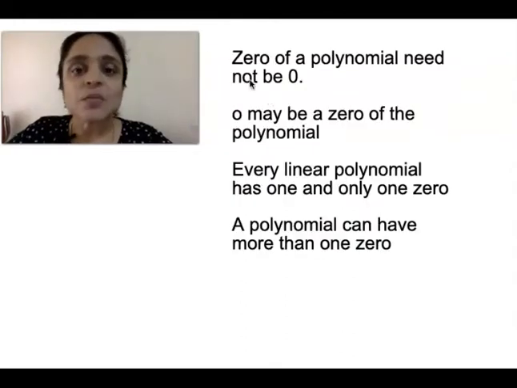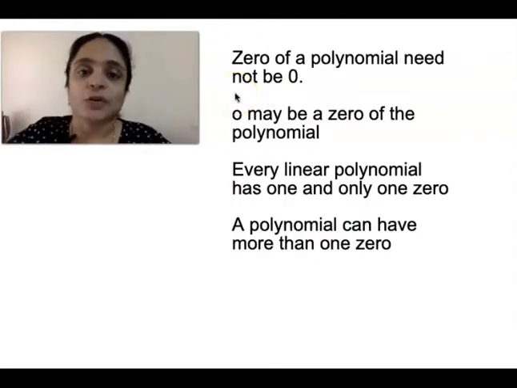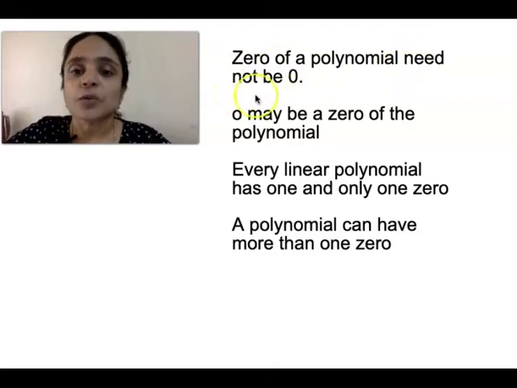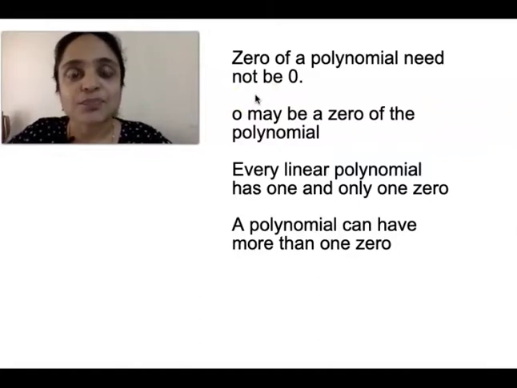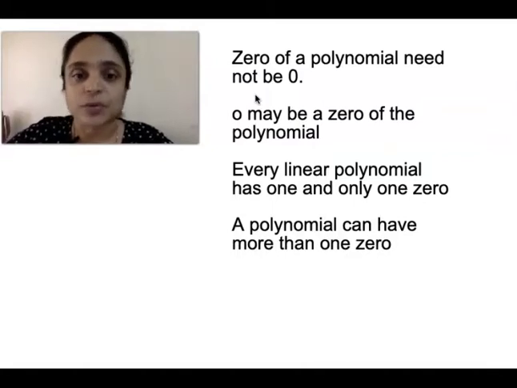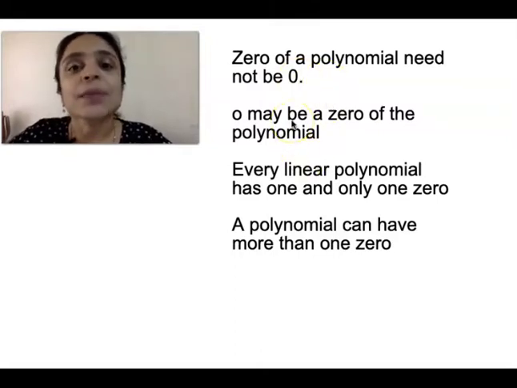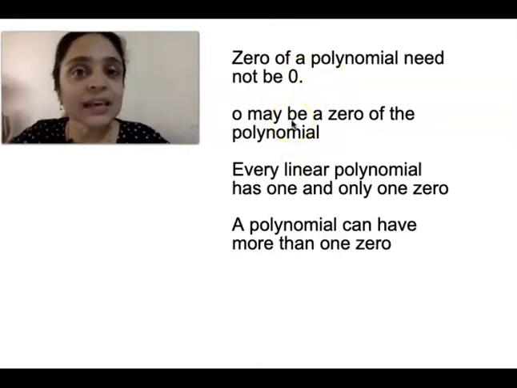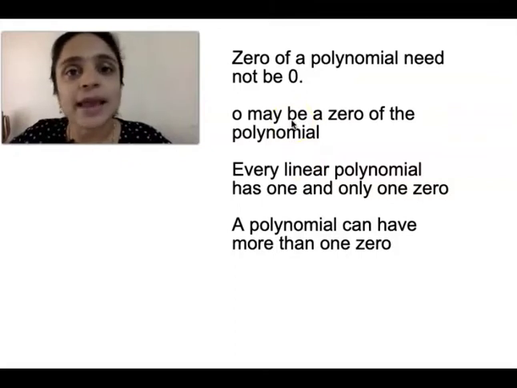Now, these are some points regarding the zero of a polynomial. The zero of a polynomial need not be 0. Any number can be the zero of the polynomial. The value of x for which p of x equal to 0 is called the zero of that polynomial. So, it need not be 0, but 0 can be a zero of a polynomial.